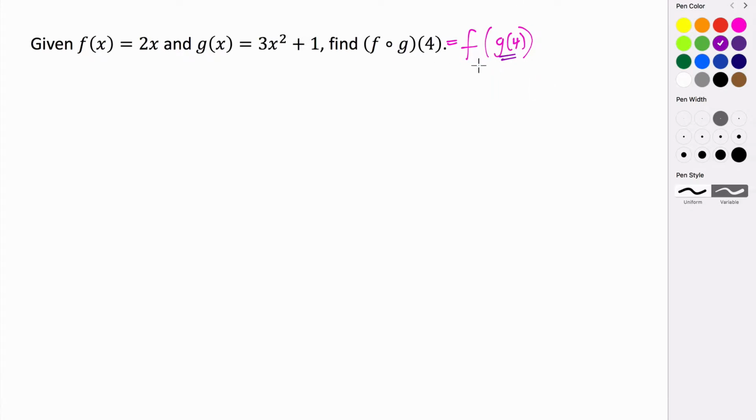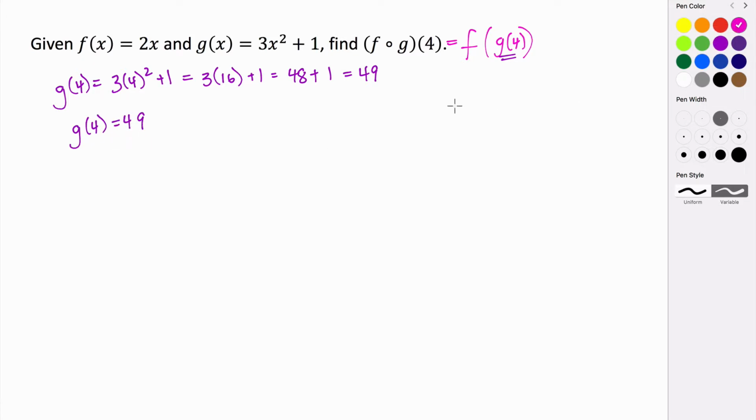So the first way is saying that this g of 4 is going to be the input of f. So if I can figure out what g of 4 is, I'm going to take that value and then plug it into f. So what is g of 4? If I evaluate my function g at 4, that's going to give me my new input for f. So that's 3 times 4 squared plus 1. 4 squared is 16, so that's 3 times 16 plus 1. 16 times 3 is 48, so that's 48 plus 1, which is 49. So g of 4 is 49.